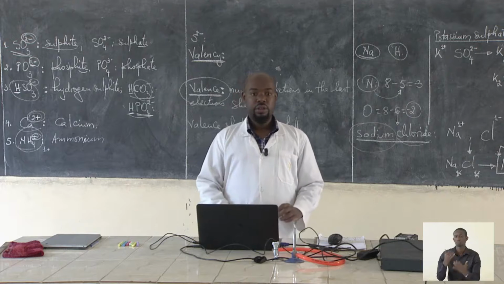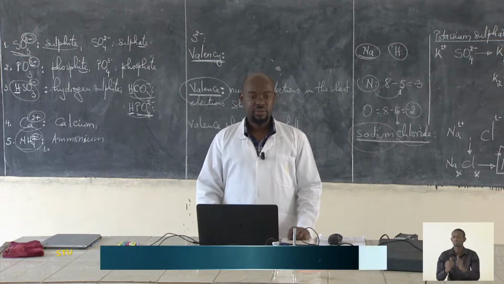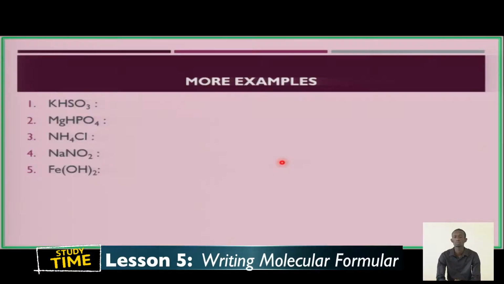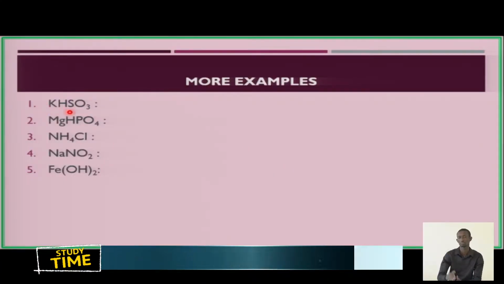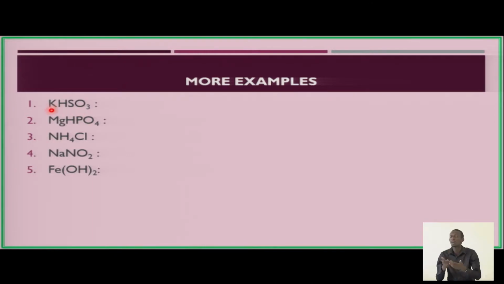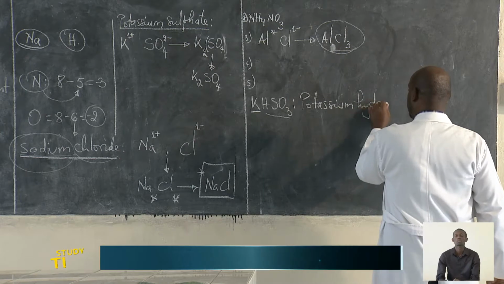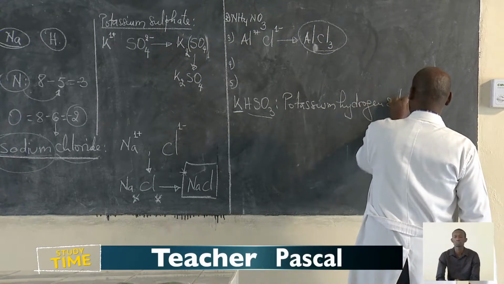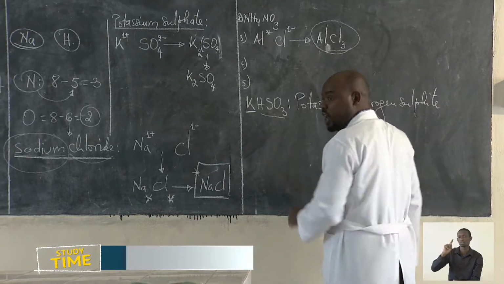Now, more examples. KHSO3. What is the positive part? It is K. And what is the negative part? HSO3. What is the name of the positive part? The name of this one is potassium. And the negative is hydrogen sulfite. Very simple.